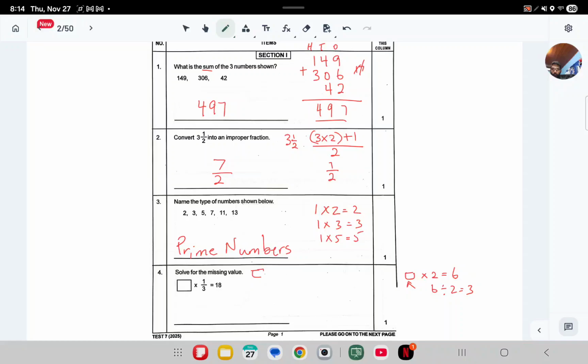Which is the same concept we'll do here. We have some number multiplied by 1/3 is equal to 18. So to solve for the unknown number, we'll take the 18 and divide it by the 1/3. Whenever we divide fractions, we change the division sign to a multiplication sign and flip the fraction on the right hand side. So 1/3 when inverted becomes 3 over 1. Then we have 18 multiplied by 3, which is equal to 54. Alright, so we got 54.